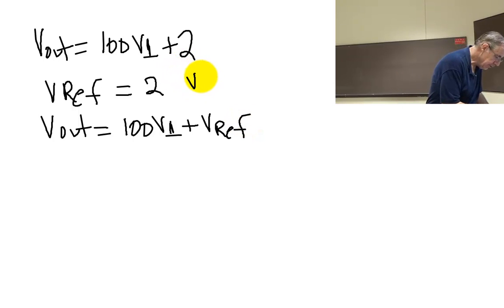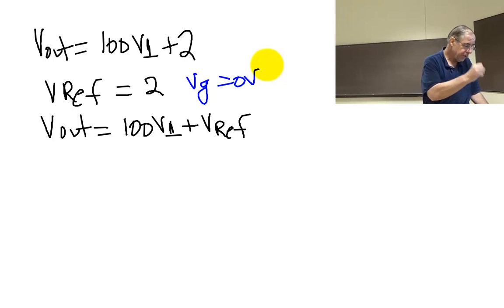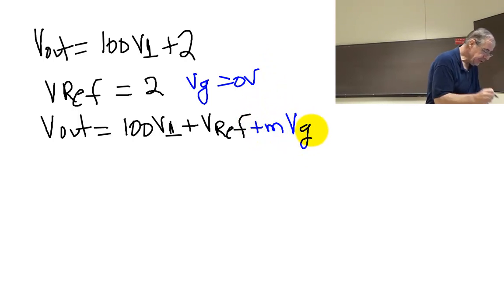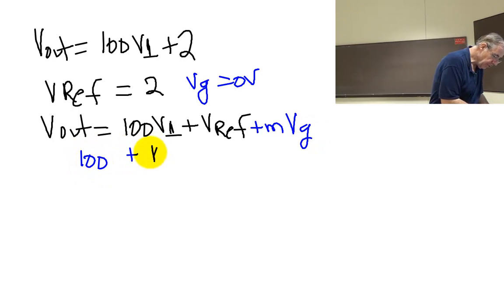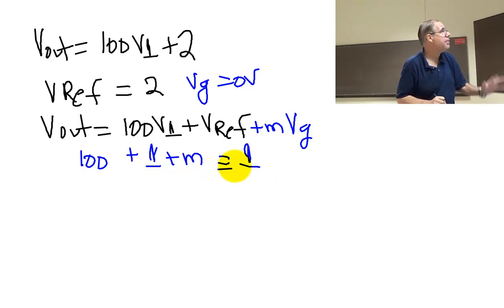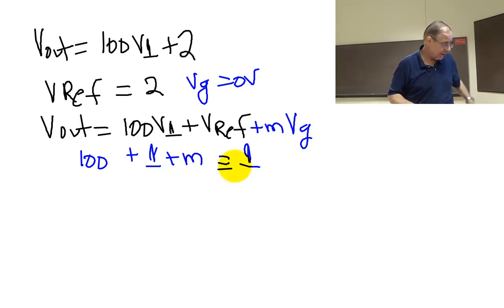The next step is to add a ground gain. Remember, ground is equal to 0 volts. That's the definition of ground. And I'm going to produce a ground gain here. I'm going to choose an M such that 100 plus 1 plus M is equal to plus 1. That's the definition. I've got to choose M to make that happen. That's how all the magic happens. That's the magic step. Say 100 plus 1, plus, I'm adding the gains.